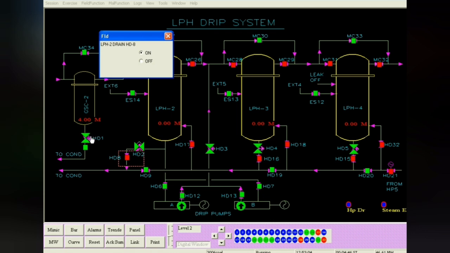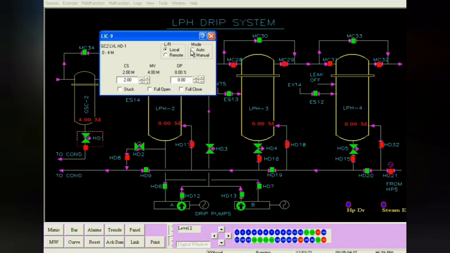In GC2 you see already there is a level of 4 meters or so. So we have to open the regulating valve and the control valve. We see whenever we put it on auto, it has opened and the level of GC2 has started decreasing. Now you have to put all the control valves on auto mode, remote auto mode, and then they will maintain the desired level. I think the set point is around 2 meters, so it will keep the level at 2 meters.